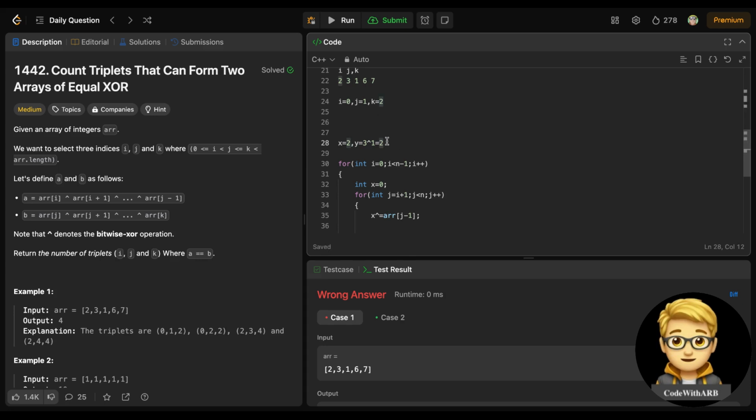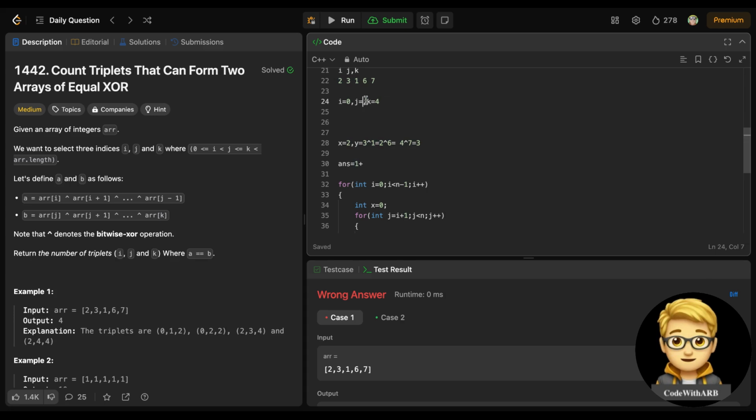It means I got one answer. Again we will check for k equals 3, which will give us 2 XOR 6, which is equal to 4. Again we will move on, which will give us 4 XOR 7, which will give us, of course, 3, right? So all these values are not equal to 2, so we will increment only one answer.